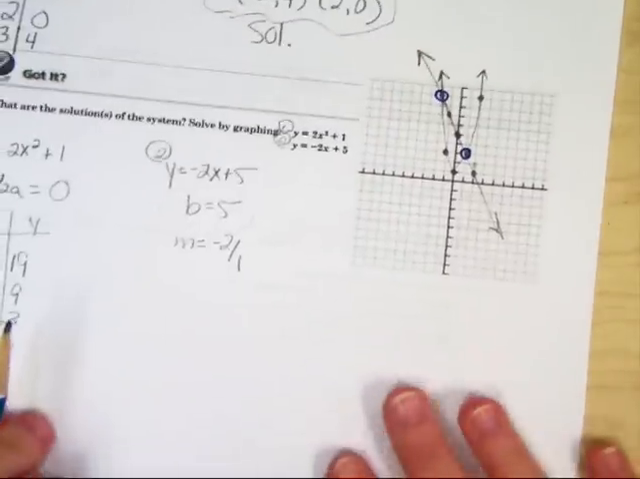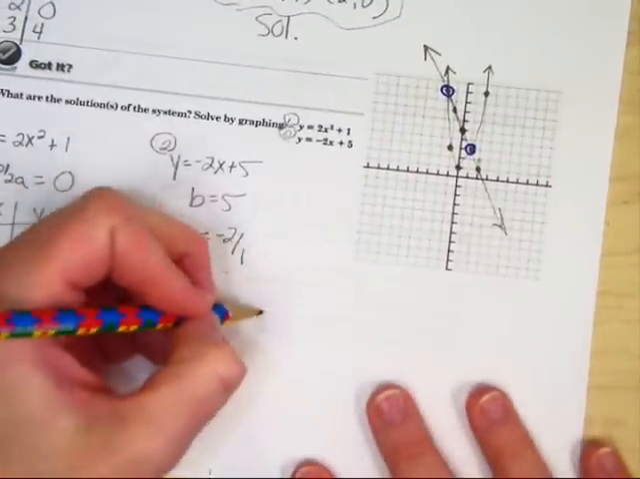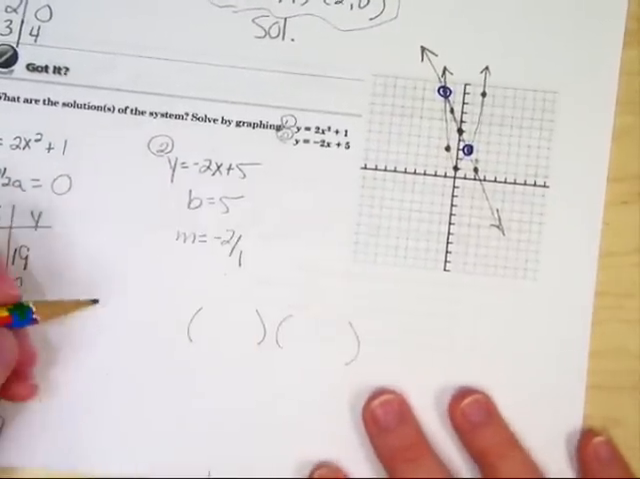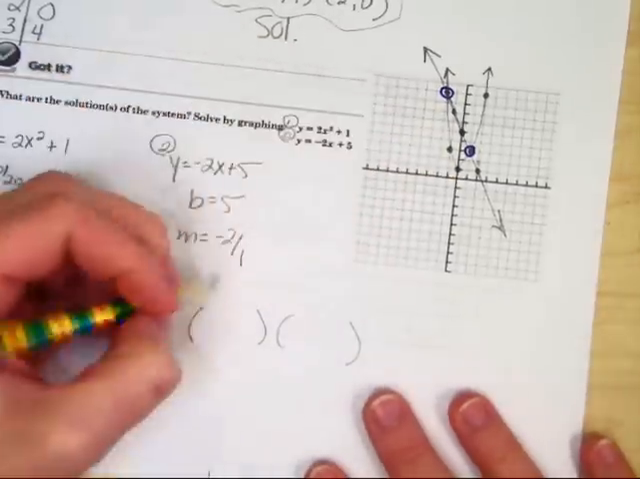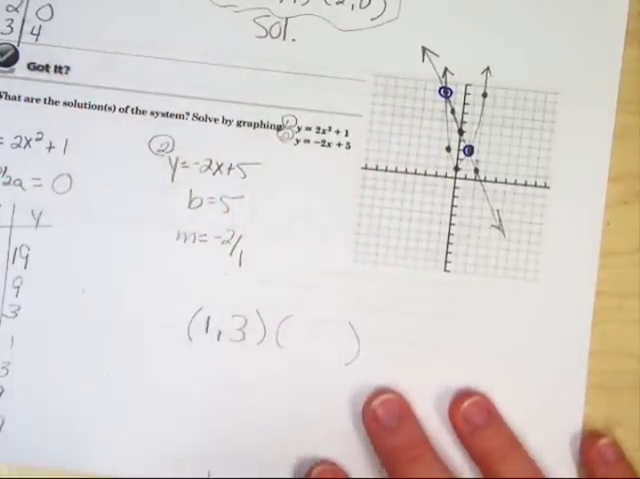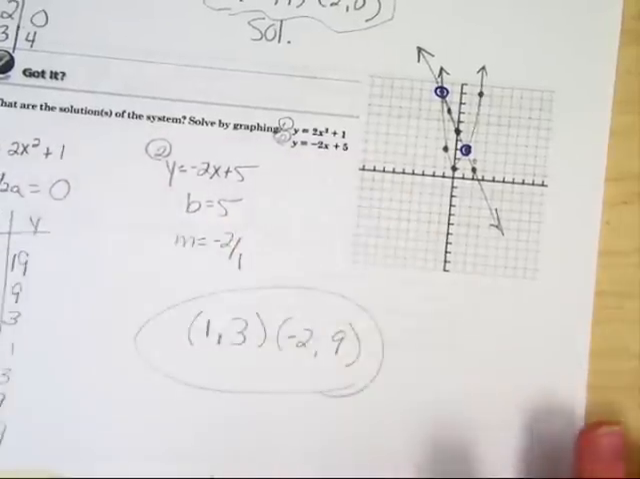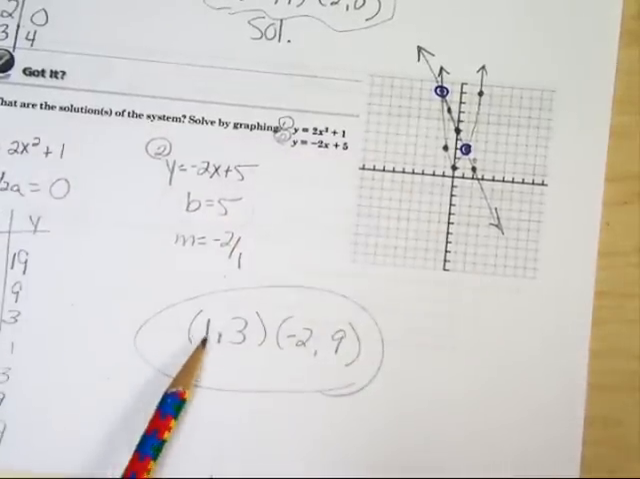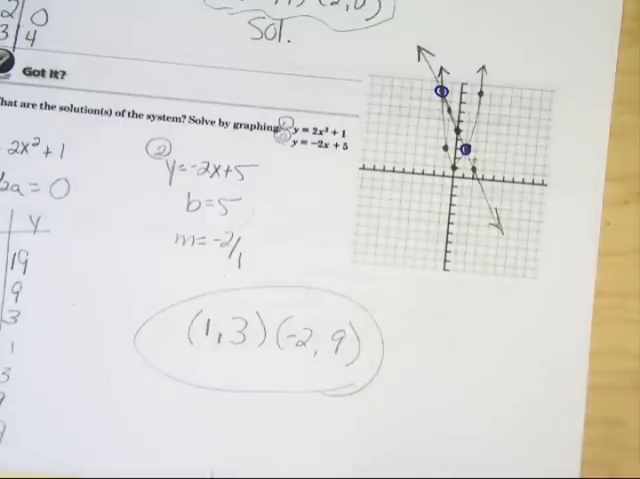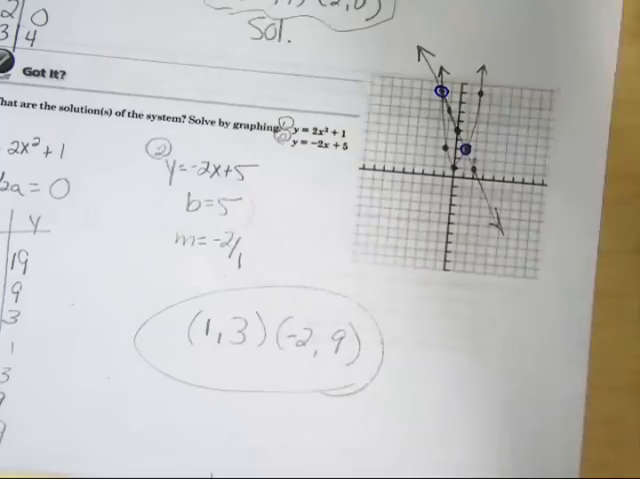And note your 2 answers. The 2 solutions are over 1 up 3, and left 2 up 9. In both of these equations, if you plugged in 1, you get out 3. If you plug in -2, you get out 9. Those are your two places it crossed, and therefore your two solutions.